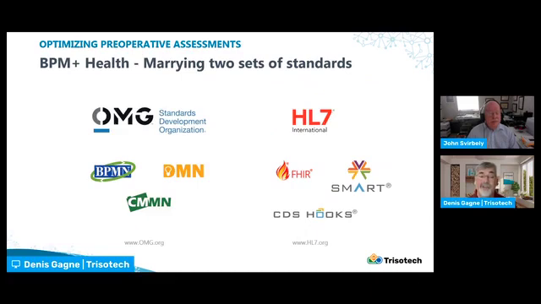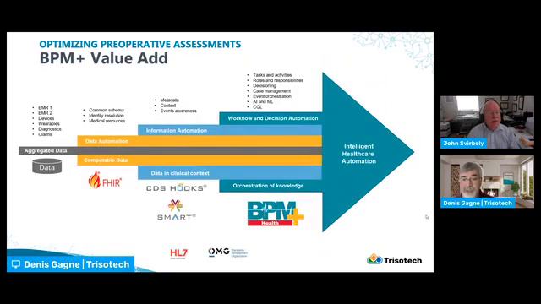So we're not only interested in looking at how BPMN, CMMN, and DMN can bring value, but we want to marry these to the healthcare standards, the usual suspects that everybody is talking about, FHIR, SMART, and CDS Hooks, and combining all this to provide higher value. So how does that look? A little bit of an orientation here.